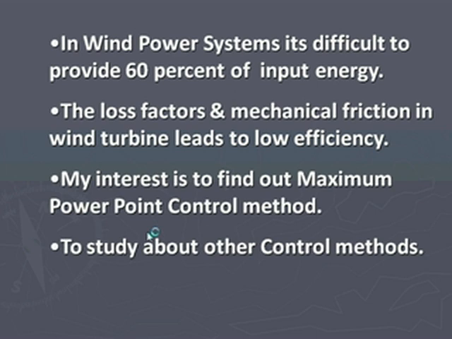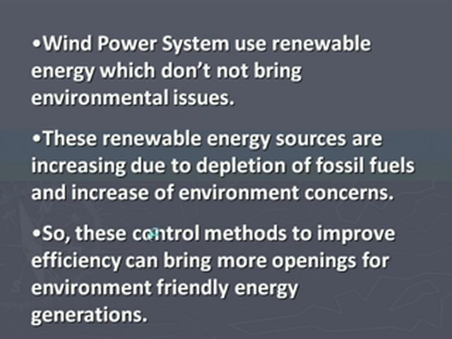In wind power systems, it is difficult to provide 60% of input energy. The loss factors in mechanical... So it's not entirely efficient. He wants maximum PowerPoint control method. What could that mean? Maybe it points the windmill at the thing. You can't run it at full power, you'll damage it. That makes sense. So that's kind of what I did.